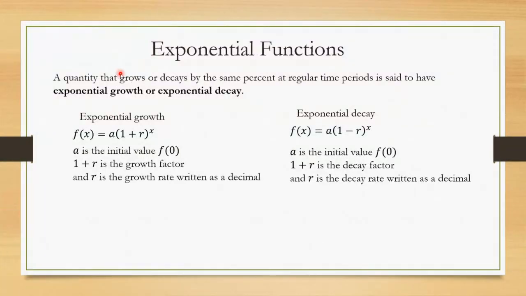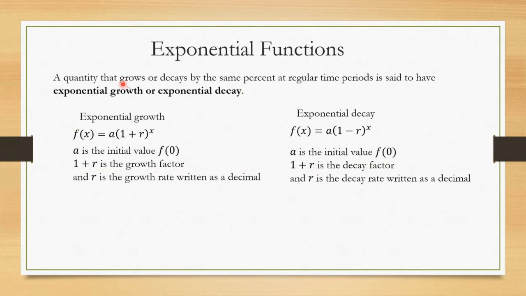A quantity that grows or decays by the same percent at regular time intervals is said to have exponential growth or exponential decay. This is actually what I got from the other book, by, I think, Martin Gay. I think it's called Beginning and Intermediate Algebra. So it's another book I have, and this is where I got that definition from.